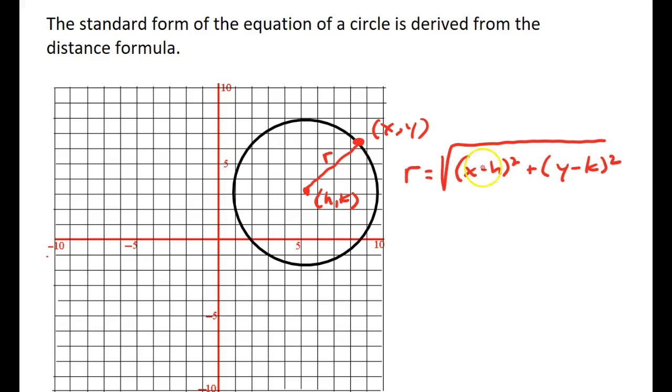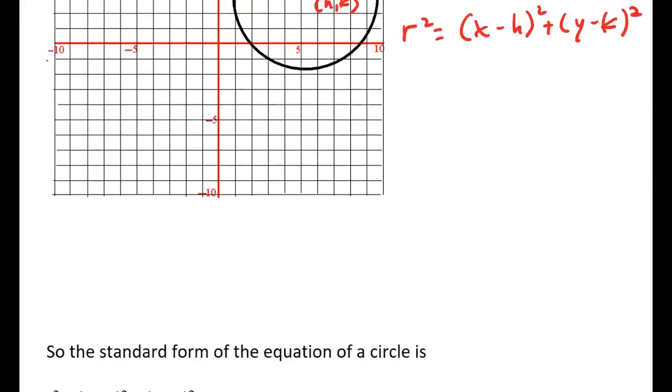If I square both sides to get rid of that radical, I get r squared equals x minus h squared plus y minus k squared. And guess what? That is a standard form of an equation of a circle. The radius squared equals x minus the x coordinate of the center squared plus y minus the y coordinate of the center squared. Notice it's always minus, okay?